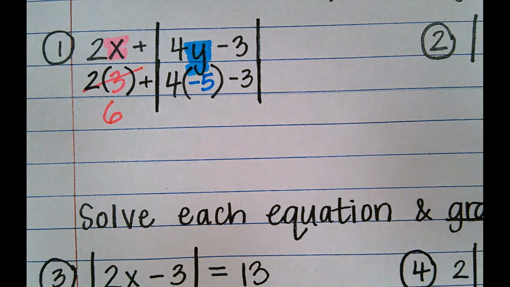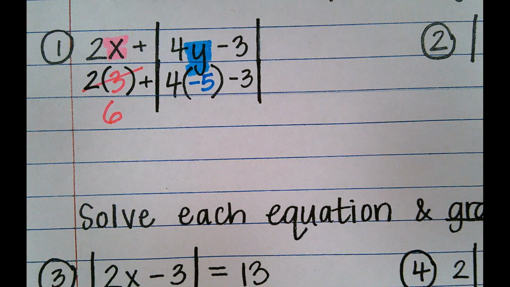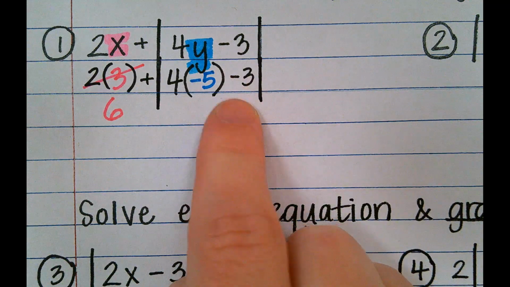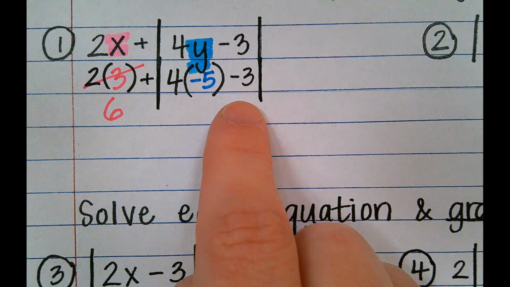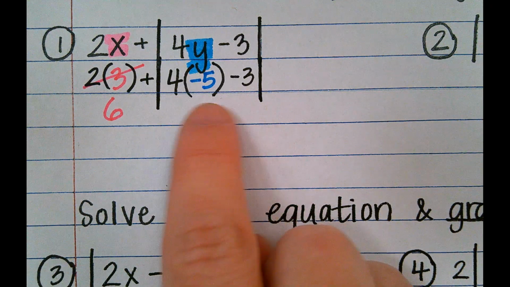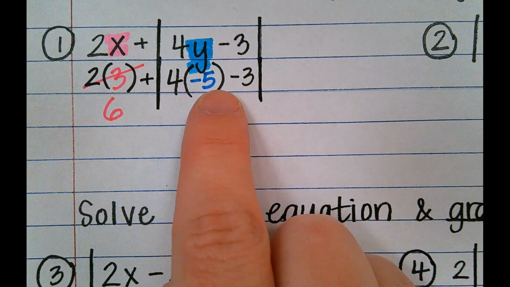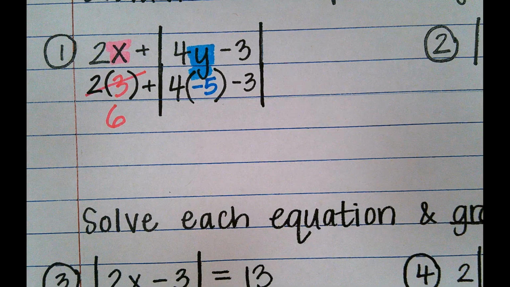I'll bring that down. Now, what's going on inside my bars that I should do? Multiply all 3. 4 times -5 and then -3. So we have 4 times -5, but that -3. 4 times -5 is 20. Yes, so we'll start there. 4 times -5 is -20.